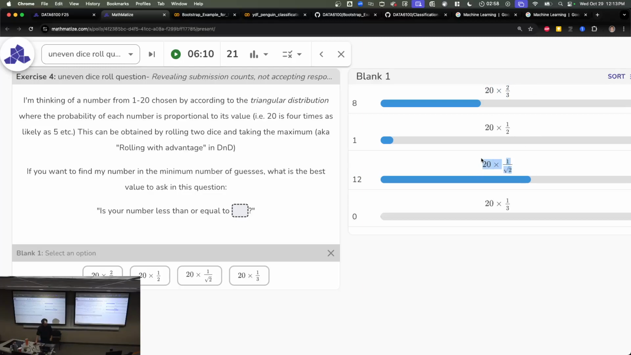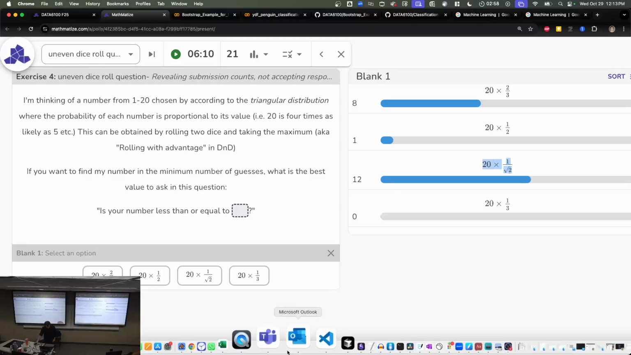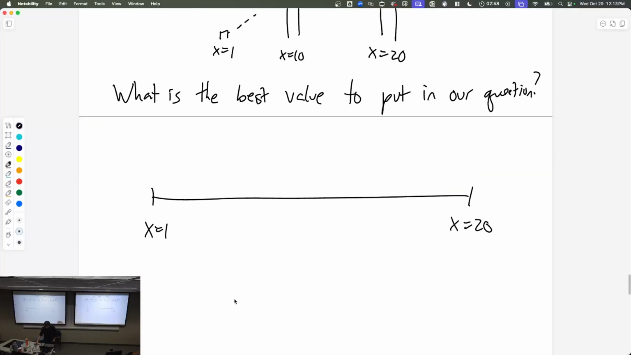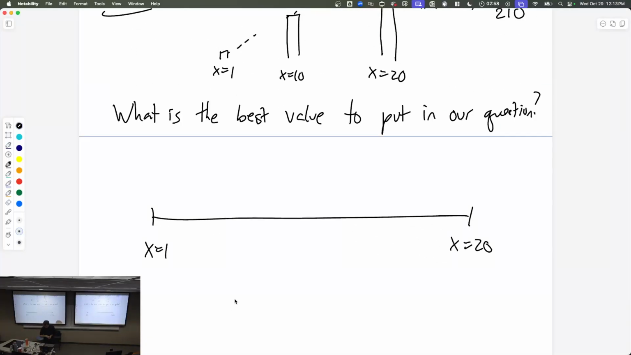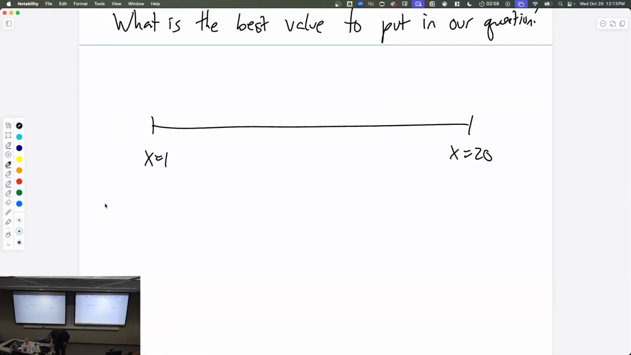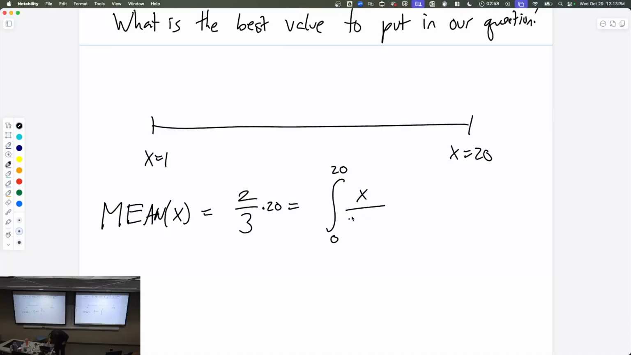These two things are respectively the mean and the median of this random variable. So this is the fact that we're going to use. If you look at this triangular distribution, the mean of x is 2/3. How did I get 2/3? Well, it's 2/3 times 20. You can do the integral or a sum, if you want, of the function x over 210.